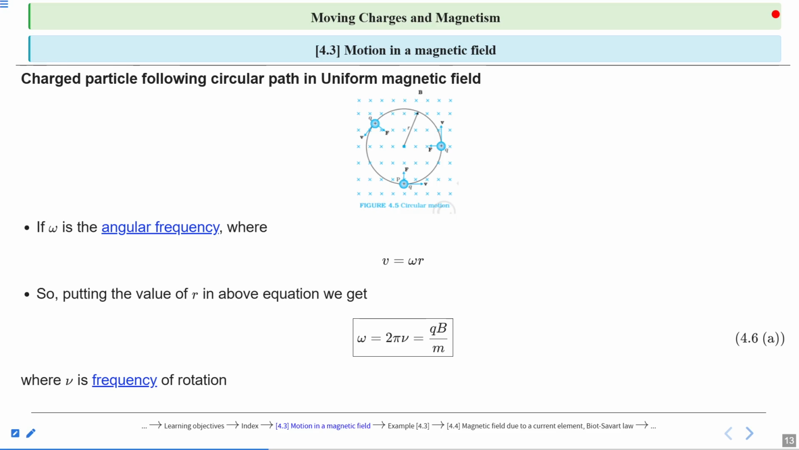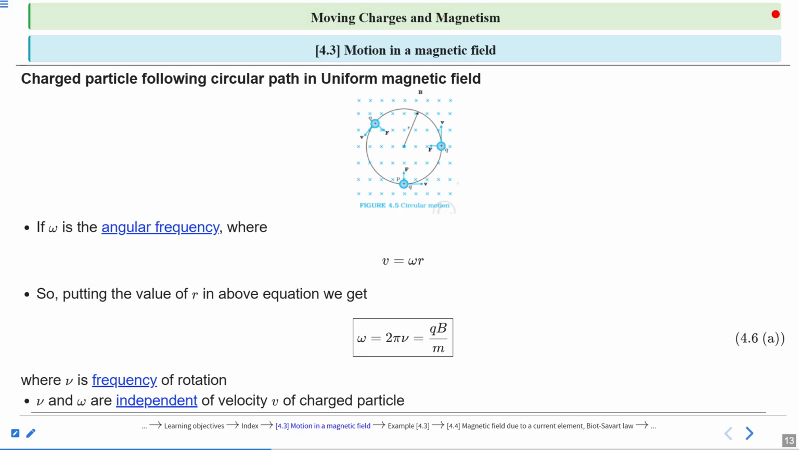Now you can see this angular frequency is independent of velocity of the particle, and also of the radius of the circular path. It is only dependent upon charge, magnetic field, and mass of the particle, not upon velocity of the particle. So nu and omega are independent. Both frequency and angular frequency are independent of velocity v of the charged particle.